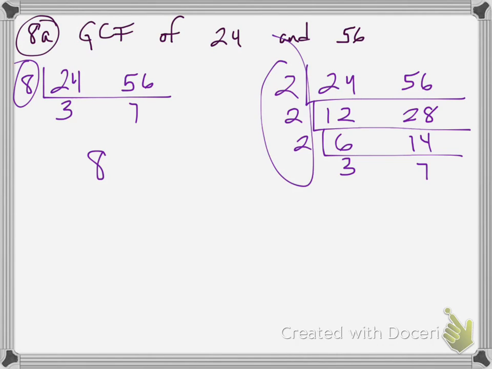And we talked about in class that if you have some numbers here on the outside, you multiply those together to get the GCF. So 2 times 2 times 2 is 8. So either way, you would get that final answer of 8.